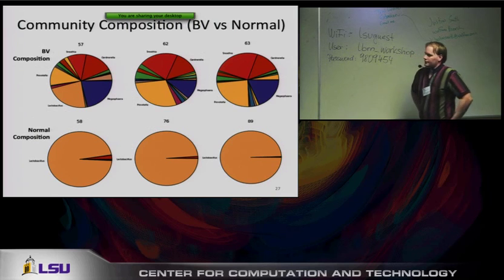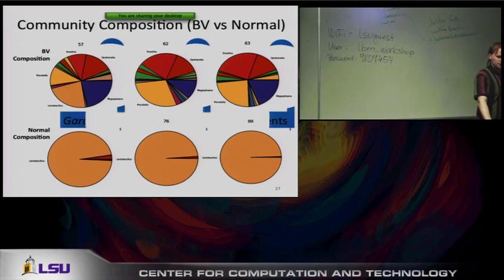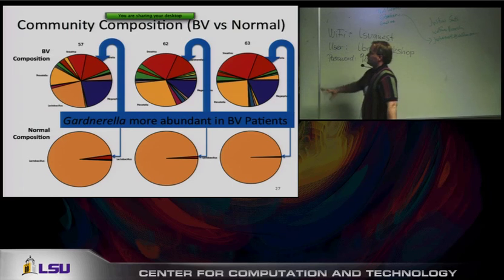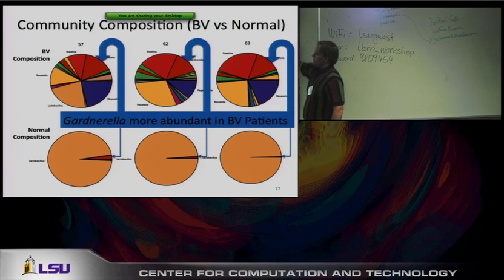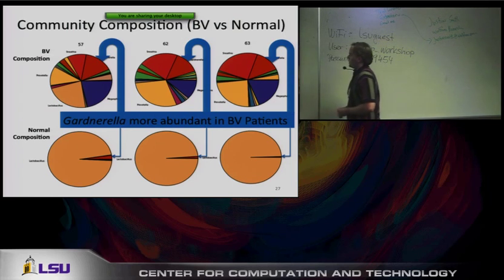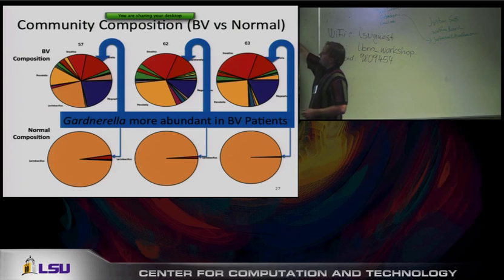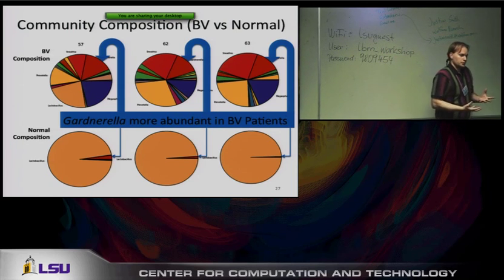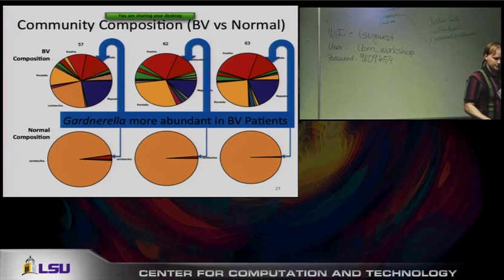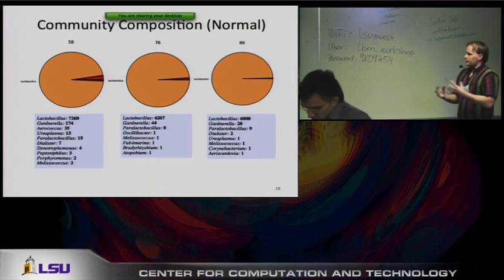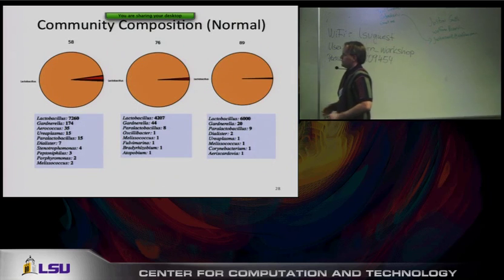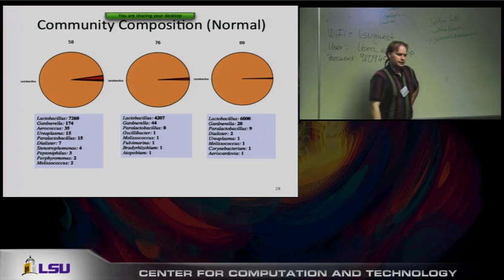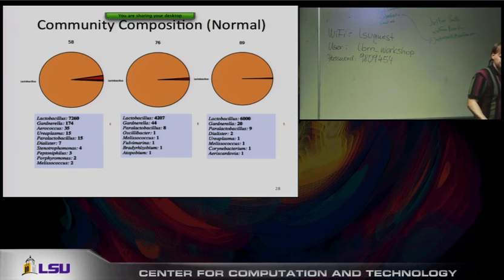Gardnerella vaginalis was initially thought to be the causative agent of bacterial vaginosis. These are bacterial vaginosis patients on top, and normal patients on the bottom. Gardnerella vaginalis is in the red here. It's a larger component of women that have the disease than those that don't. But if you look more closely at women that don't have the disease, Gardnerella is still the second most abundant bacteria present.